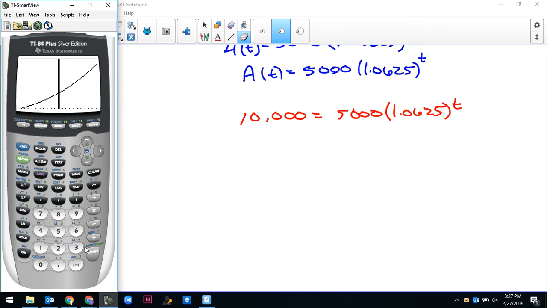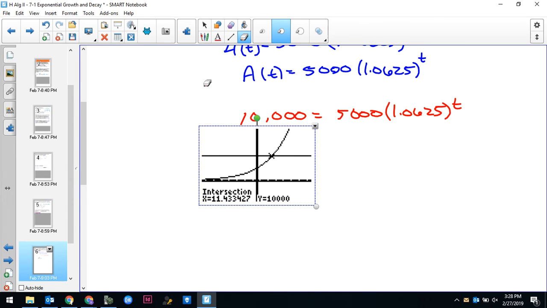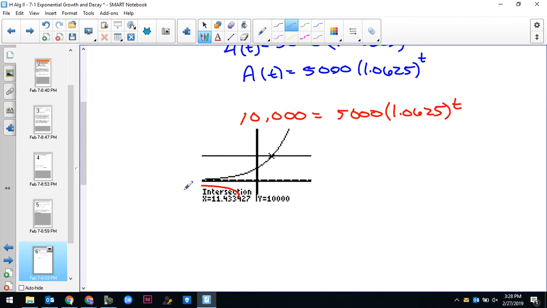Zoom out. Zoom 3, enter. So here's my exponential coming across. Very good. Here's my 10,000. Okay, so second, calculate the intersection point. First curve, enter. Second curve, enter. Second, last guess. And there we have it. After 11.43 years, we would get up to $10,000.